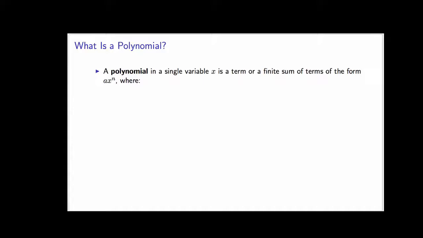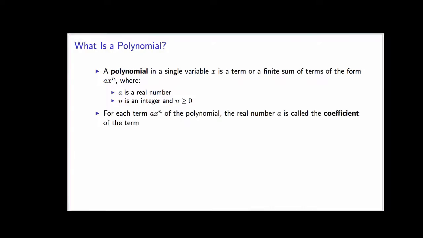Recall that a polynomial in a single variable x is a term or a sum of terms of the form ax to the n, where a is a real number and n is an integer or a whole number greater than or equal to 0. So n is a positive integer. For each term, ax to the n, of the polynomial, we call this number a the coefficient of the term.